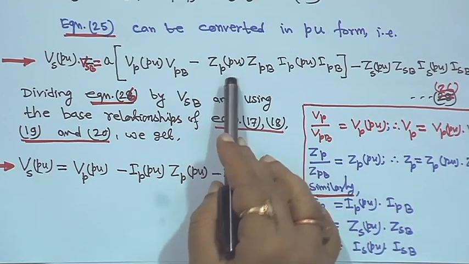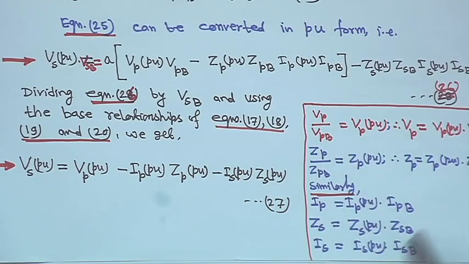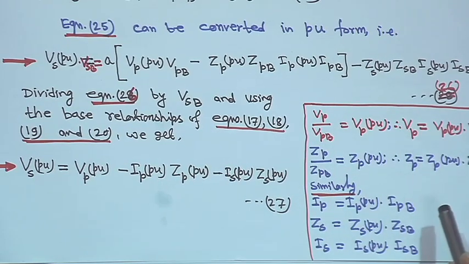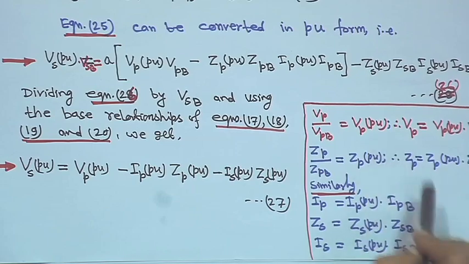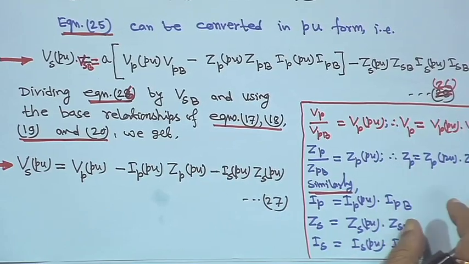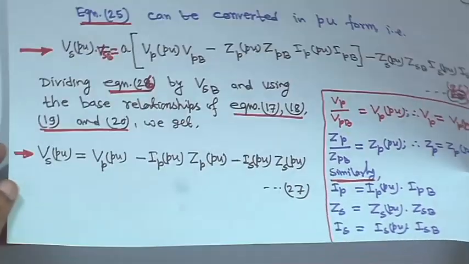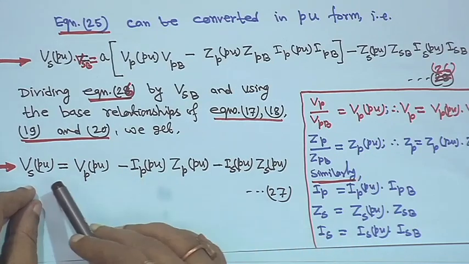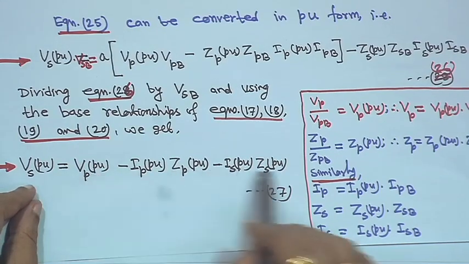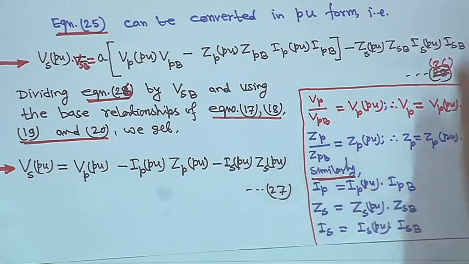To replace all these things, whatever I showed, I put on the left hand side. For example, Ip is Ip per unit into Ipb, Zs is equal to Zs per unit and Zsb, and so on. So the left hand side has been worked out, right. This is the per unit impedance, the secondary voltage, the primary voltage, all in per unit, that is why the bracket per unit is written, right.